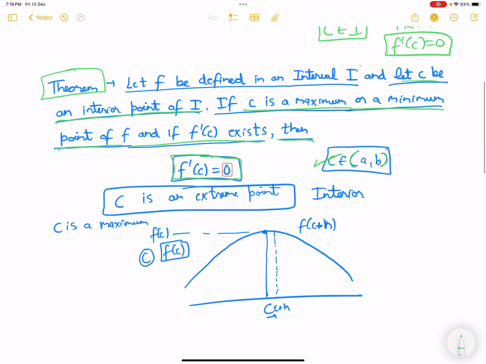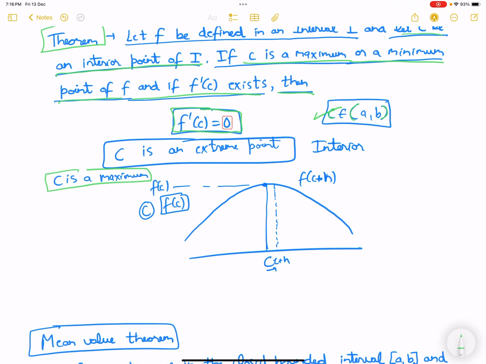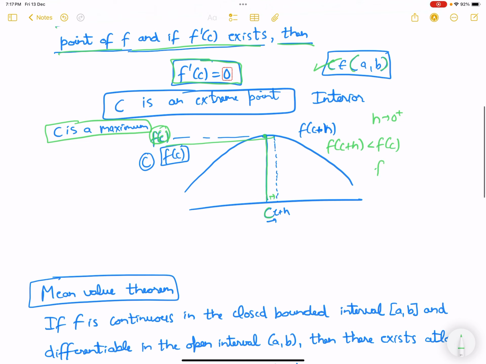So now suppose we take a case when c is a maximum. Suppose this is a function. At point c, the value is the maximum. Now suppose we take h very close to 0. So it would lie just to the right of c. And since at c the value is maximum, which is f of c, f of c plus h would be less than f of c. So what we have is f of c plus h minus f of c should be less than 0.